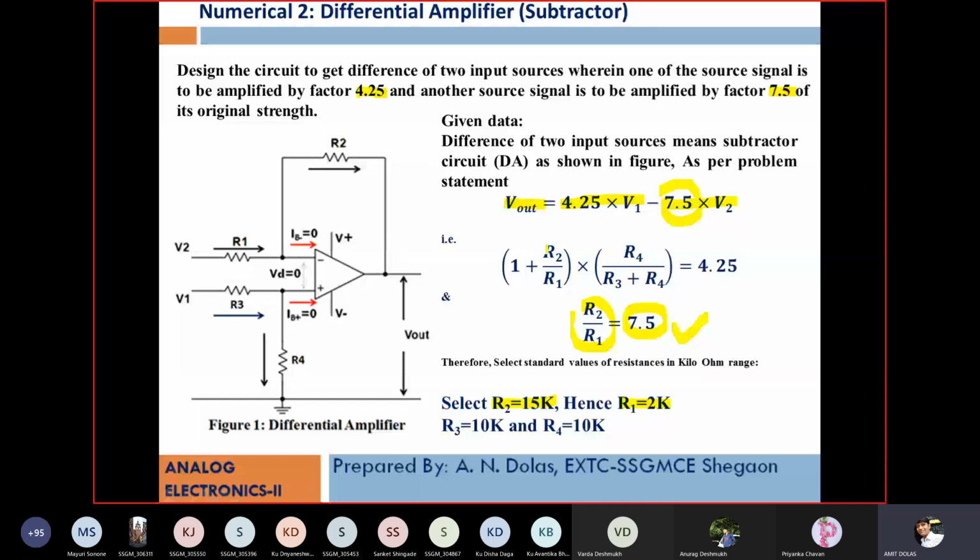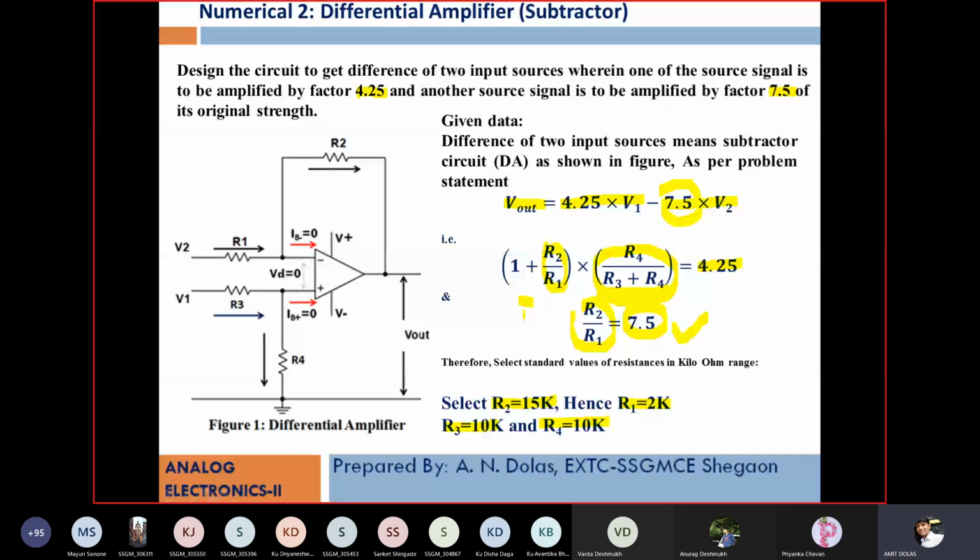But putting this 7.5 here, it will be 8.5. So 8.5, and the multiplication factor here is 4.25. So 8.5 multiplied by 0.5 is nothing but 4.25. So again R4 by R3 plus R4 is equal to 0.5. Therefore I have used again R3 10k and R4 10k, so it will be 0.5. So 8.5 multiplied by 0.5 comes to 4.25, which is the value.